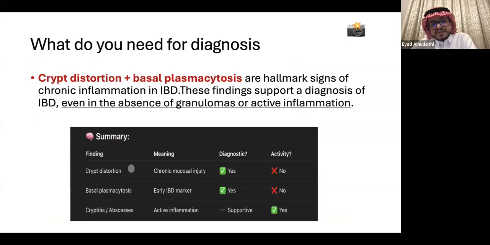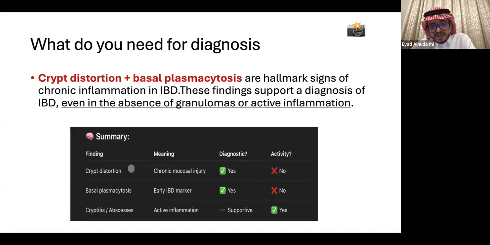So in summary, crypt distortion and basal plasmacytosis are hallmark signs of chronic inflammation in IBD. These findings support the diagnosis of IBD even in the absence of granuloma or active inflammation. If you find chronic crypt distortion, this indicates chronicity and chronic mucosal injury. So it's diagnostic, but it doesn't indicate disease activity. Basal plasmacytosis, as we said, is one of the important markers, and it's an early IBD marker. It's diagnostic for sure, but it doesn't indicate activity.